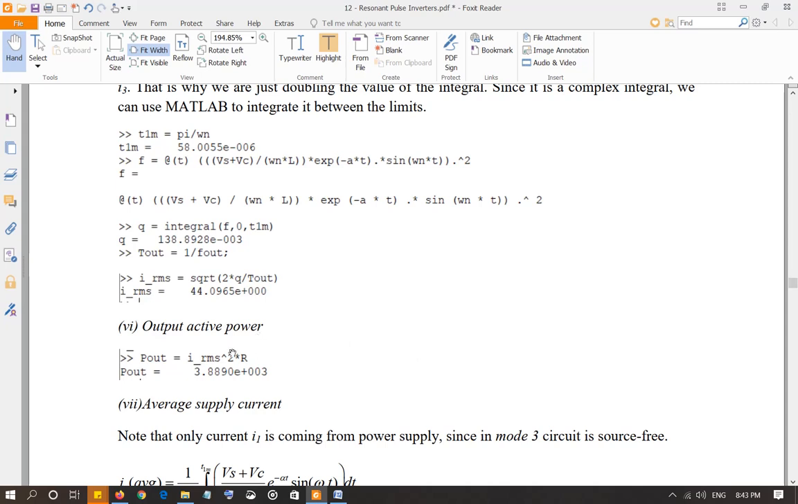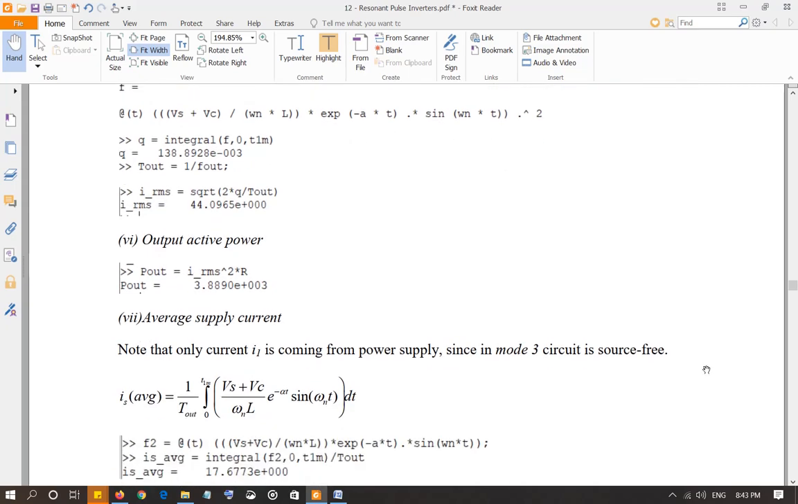Active output power is RMS current squared times R. We know the value of R is 2, so we can calculate the active output power, which is 3.88 kilowatt.